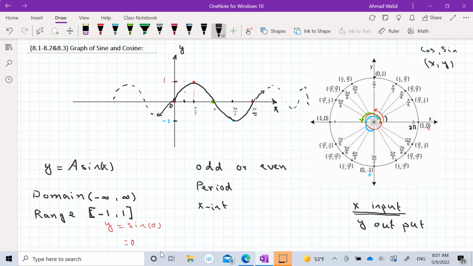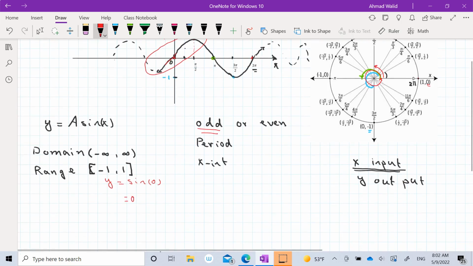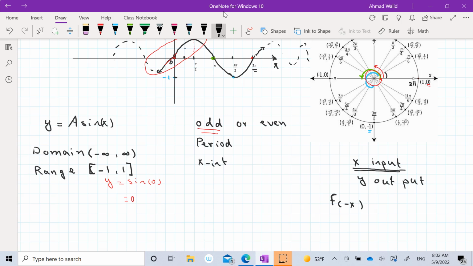What is the type of this function? Is this odd or even? How do you know? Look at this part of the graph. You see the graph of sine is symmetric about the origin. If it's symmetric about the origin, it means the graph is odd. If you don't remember my lectures from algebra, an odd function is when f of negative x becomes equal to negative f of x. Correct? Remember this, because soon I will tell you this.